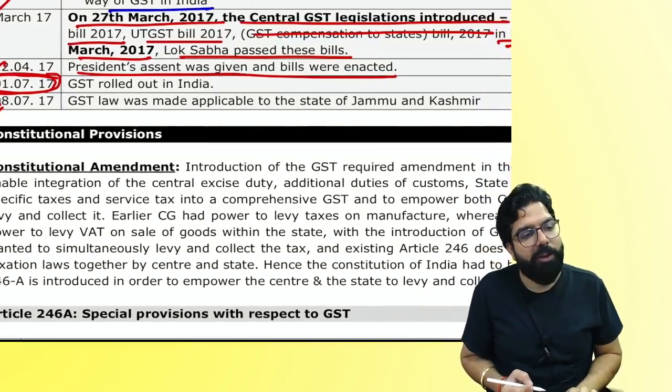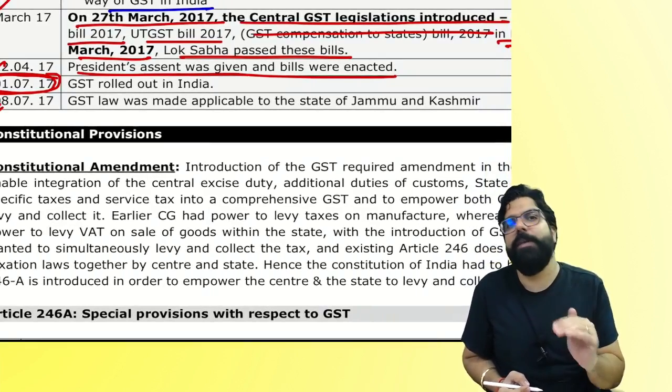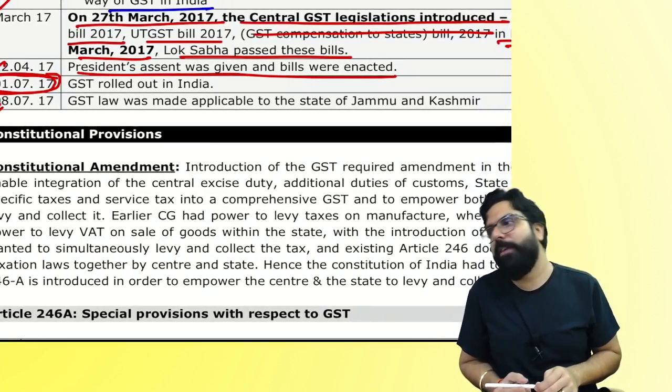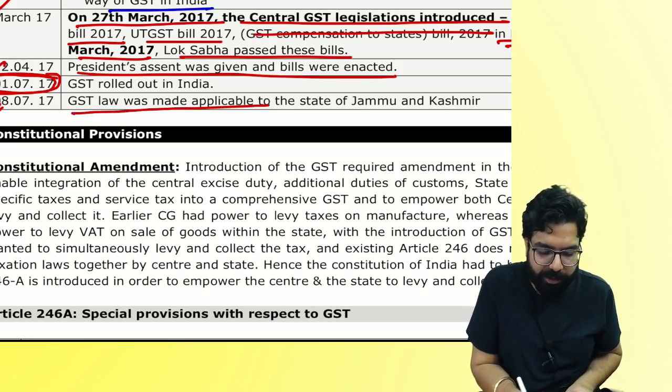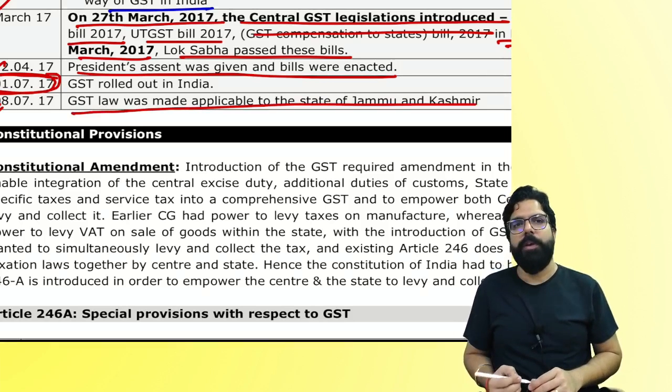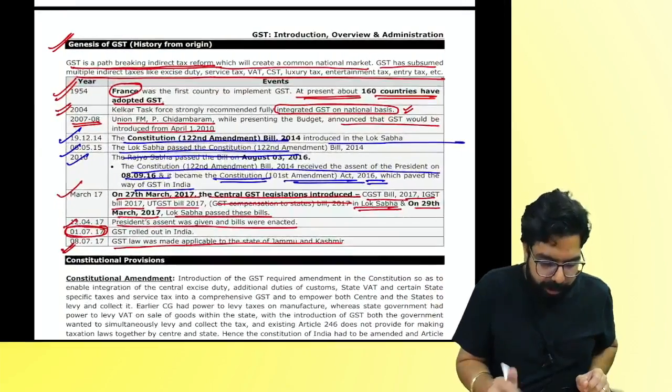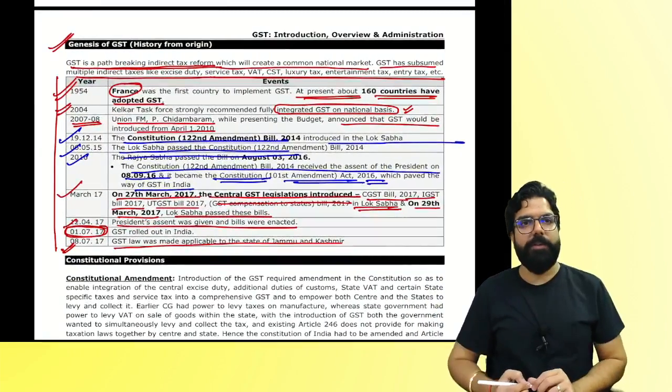But Jammu and Kashmir never passed the bill. Later on 8th of July, the SGST bill was passed by the state government of Jammu and Kashmir, and GST was introduced in the state of Jammu and Kashmir also. Can we go ahead, everyone? People, are we 100% clear with this?